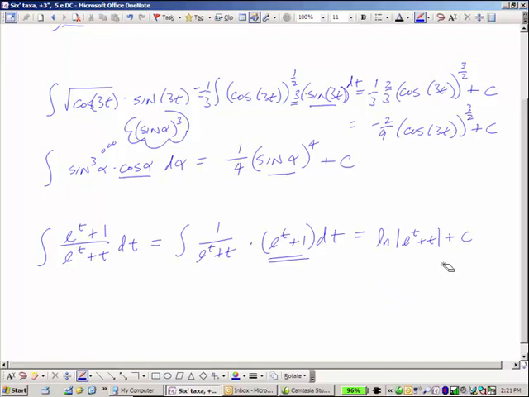Because you can't take the natural log of a negative number, so that absolute value is really there to remind you that you can't put values of t that are going to make that negative. That would be bad. Okay? One more time. All right.